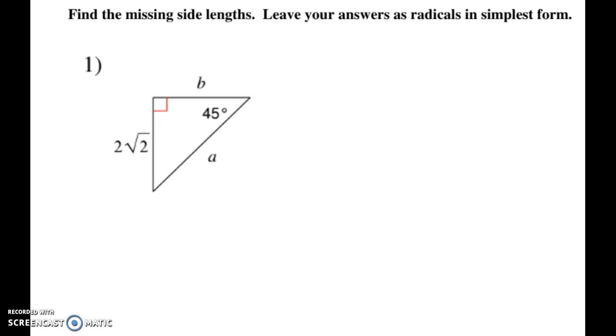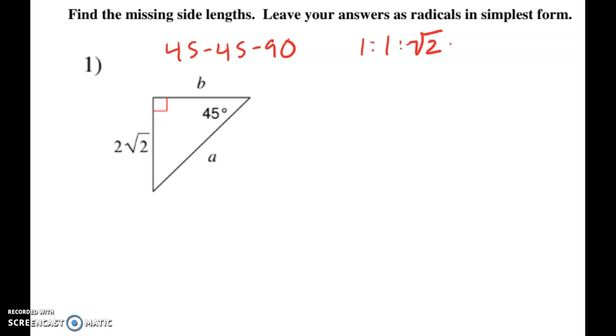All right, I want to find the missing side lengths here, A and B. First thing to recognize is a 45-45-90. So those side ratios are going to be 1 to 1 to root 2.